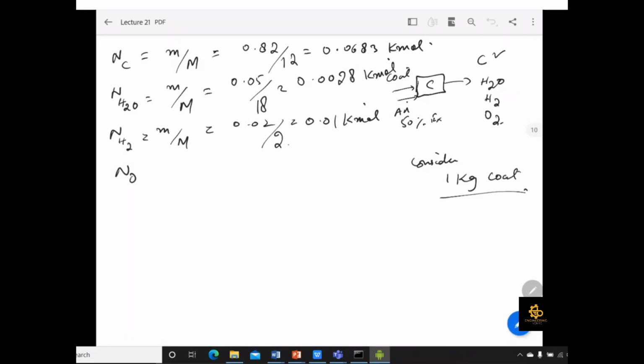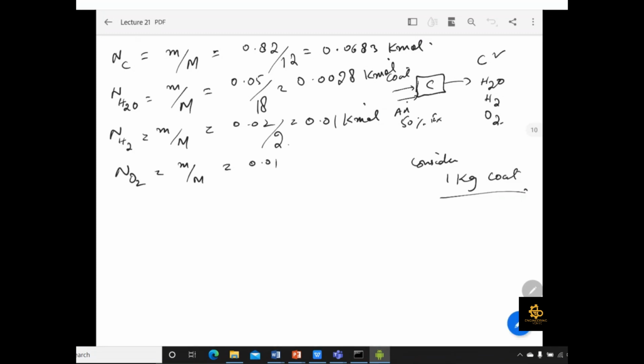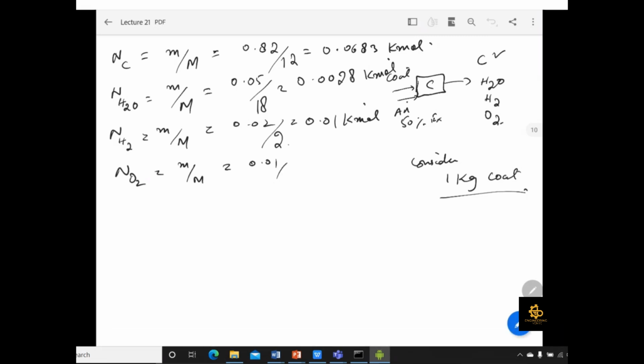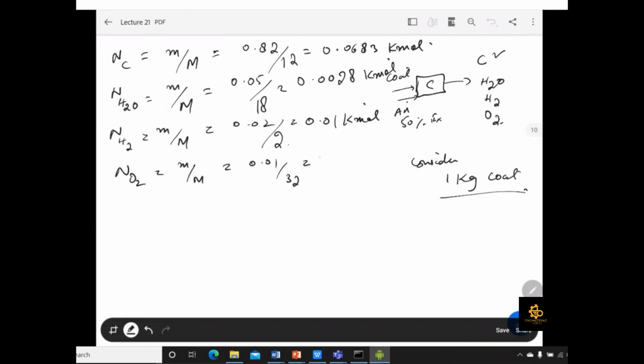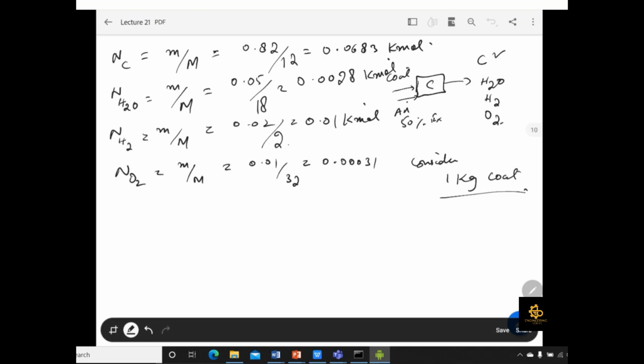Similarly, the number of moles of O2 is equal to the mass over the molar mass of O2. So the mass of O2 is 0.01, divided by 32, which is equal to 3.